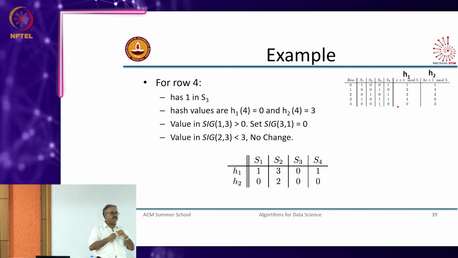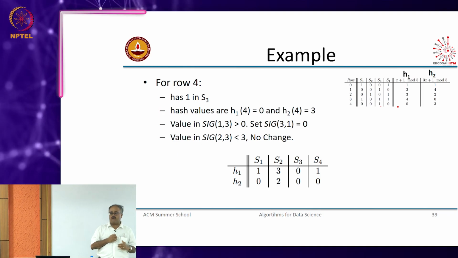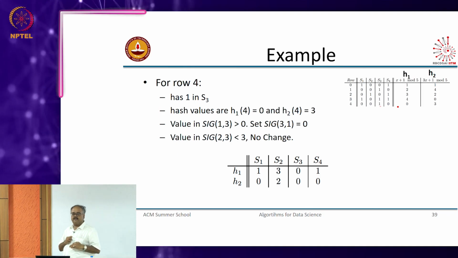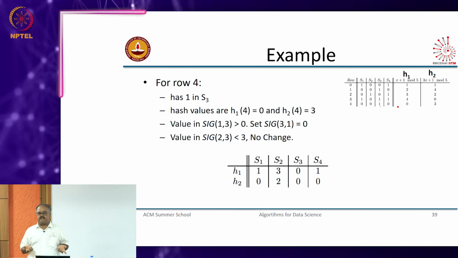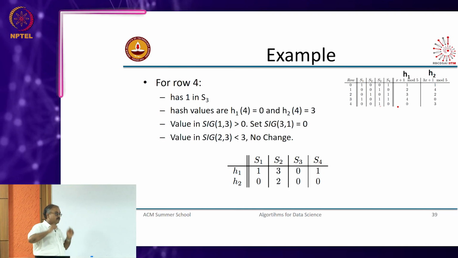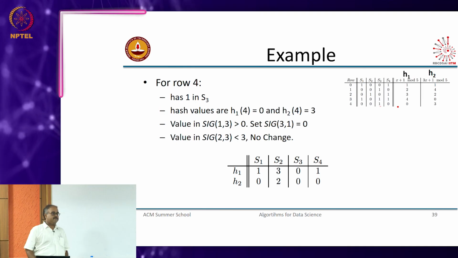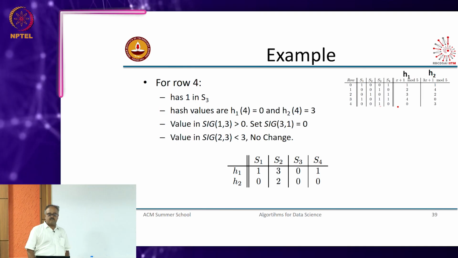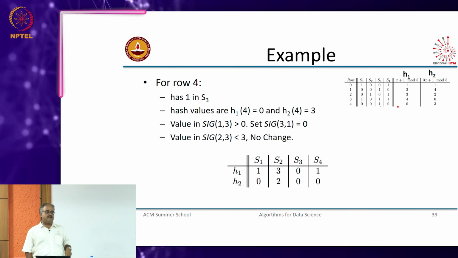We have computed that by one scan through all the rows, without explicitly doing the permutation of the rows anywhere, okay. So you understand what the logic is, right.